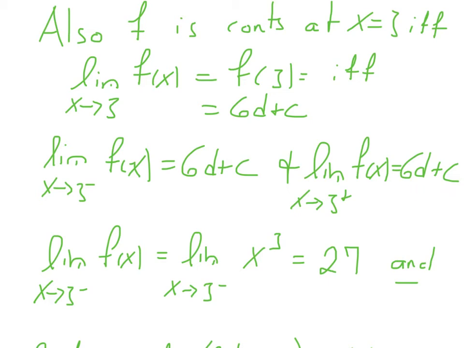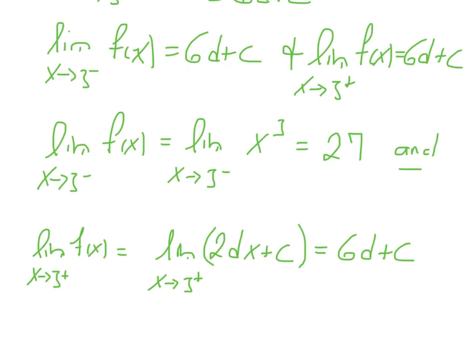The left hand limit is 27, so we'll need 27 to equal 6d plus c. And what about the right hand limit? We will need the right hand limit to equal 6d plus c, and in fact the right hand limit is actually 6d plus c, so we're getting this one for free.